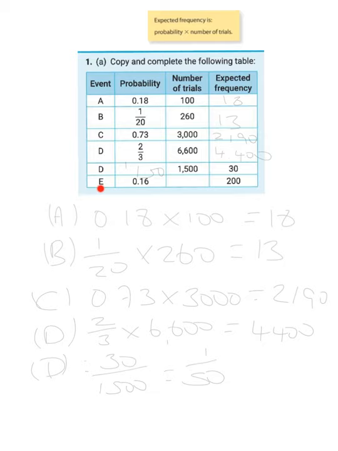The same for E, okay, so they give us the expected frequency and the probability. We're looking for the number of trials. So in this case, then you have to divide. So writing that down then, E would be 200 divided by 0.16, and that works out to be 1,250. So 1,250.